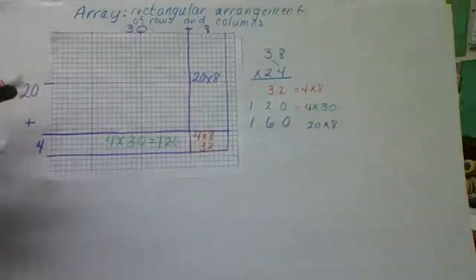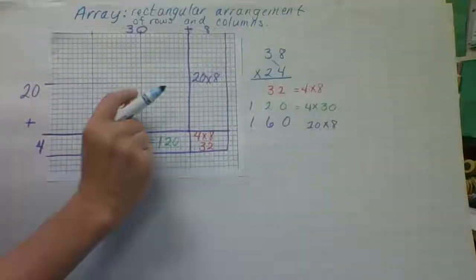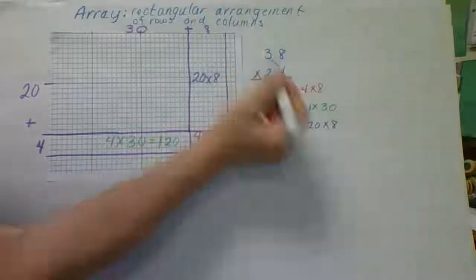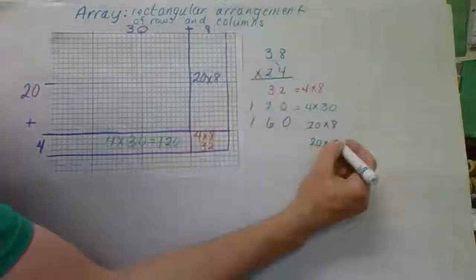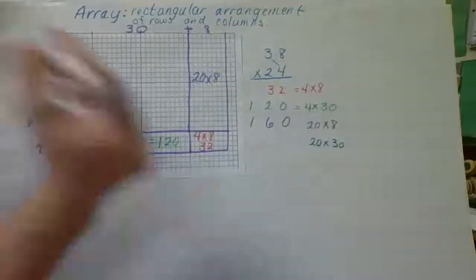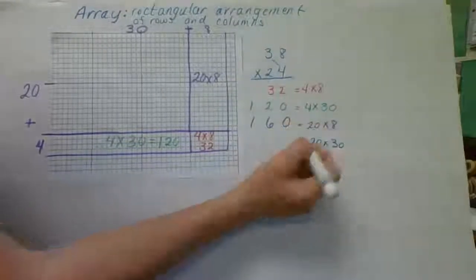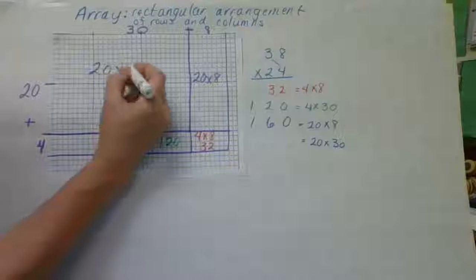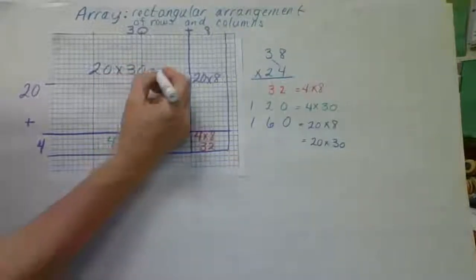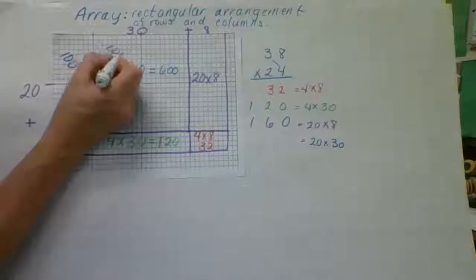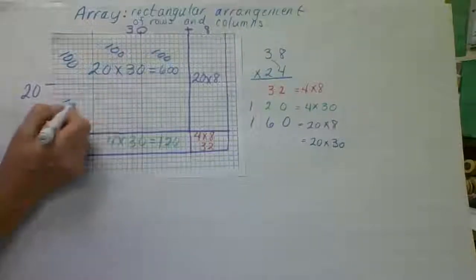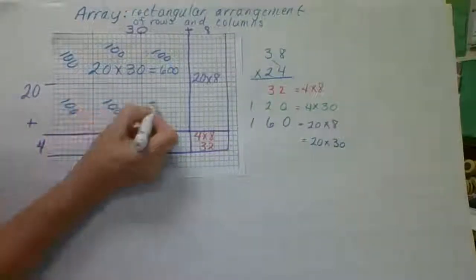The very last part of this problem is my large area. And I have 20 times 30. And 20 times 30 is going to give me 600. And I can count them. I have 100 here, 100 here, 100 here, 100, 100, 100.